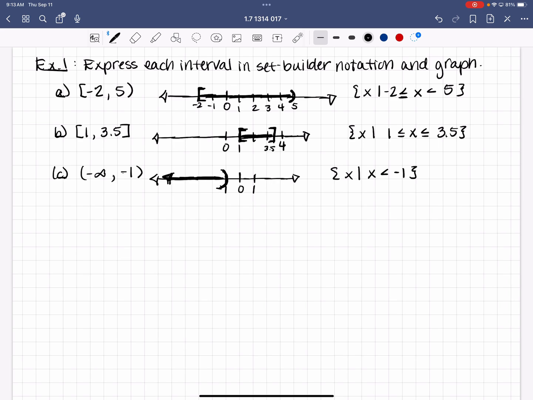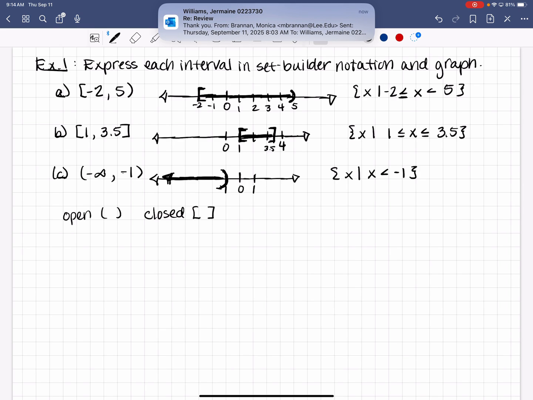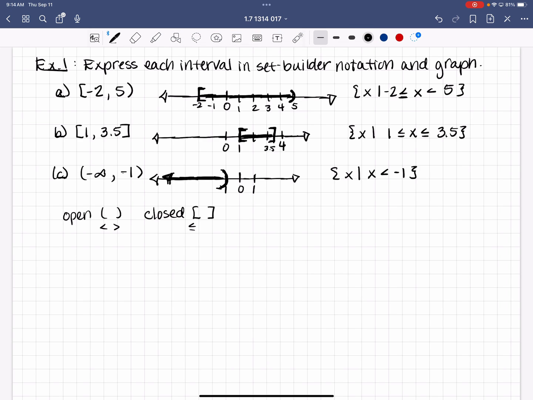Okay, we wrote the other one. So, just a little side note. Open means parentheses. Closed are my brackets. And remember, that's a less than, greater than. This is a less than or equal to, greater than or equal to. Okay? Just a little side note there.